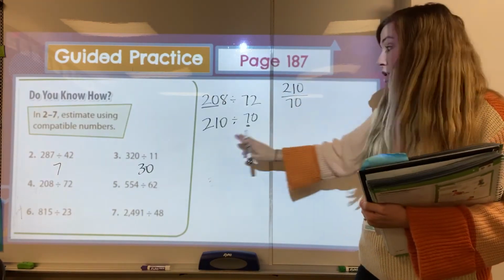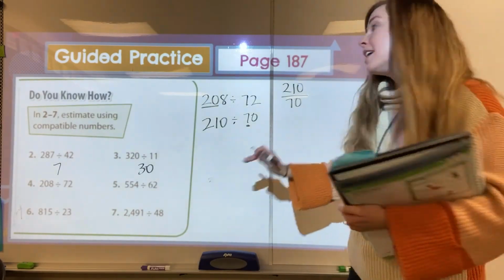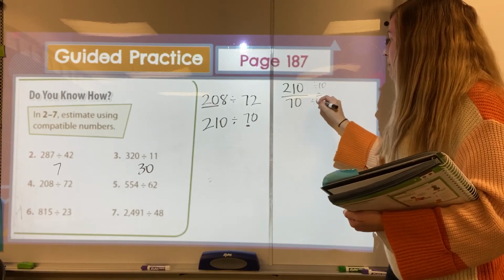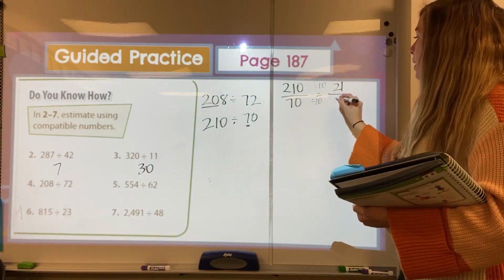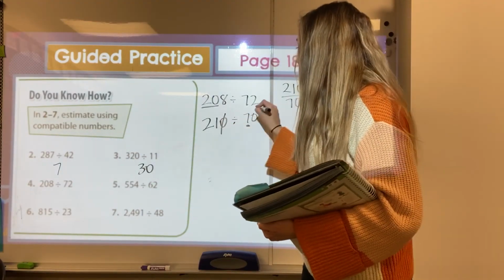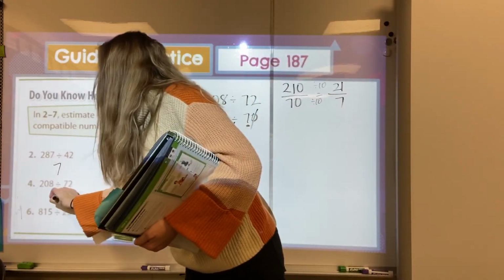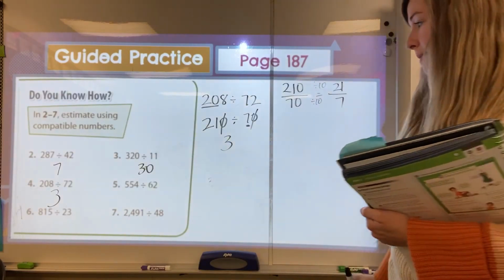This would be the fraction of that division problem, because fractions are really division. And so if I want to divide the top by 10 and the bottom by 10 to make an equivalent fraction, I would have 21 over 7. The shorthand way to do that is to crisscross out your zeros. Boop, boop. 21 divided by 7, well, that's 3. So for this one, our answer is 3. That's what we got in the book.